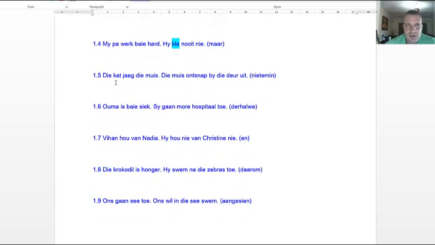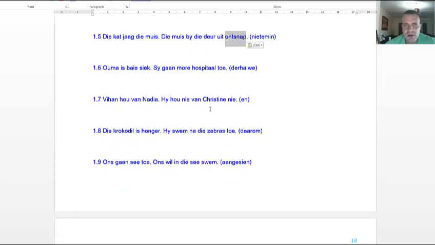Die kat jaag die muis. The cat is chasing the mouse. The mouse escapes out the door. Nevertheless sounds weird. Must be group 3. You put it in there, you put it in the middle. Ontsnaps, your first verb, it's got to move to the end. It cannot be anywhere close to a group 3 conjunction. It's got to be as far as it can be.